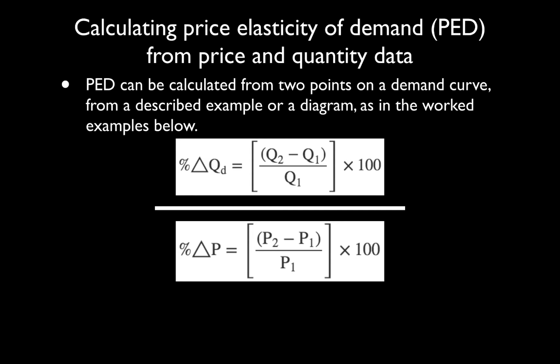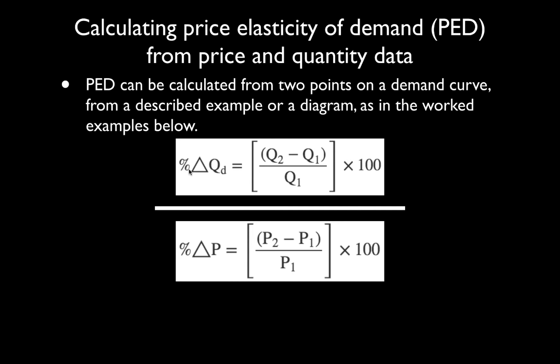So you may be given a demand curve and asked to calculate from the demand curve what's the PED when price changes from €4 or $4 to $5 or something like that. And then what you'll have to do is find the quantity demanded at $4 and the quantity demanded at $5, calculate the percentage changes in each and divide one by the other. This is the PED formula, the way you would calculate PED in that case is by using this formula.